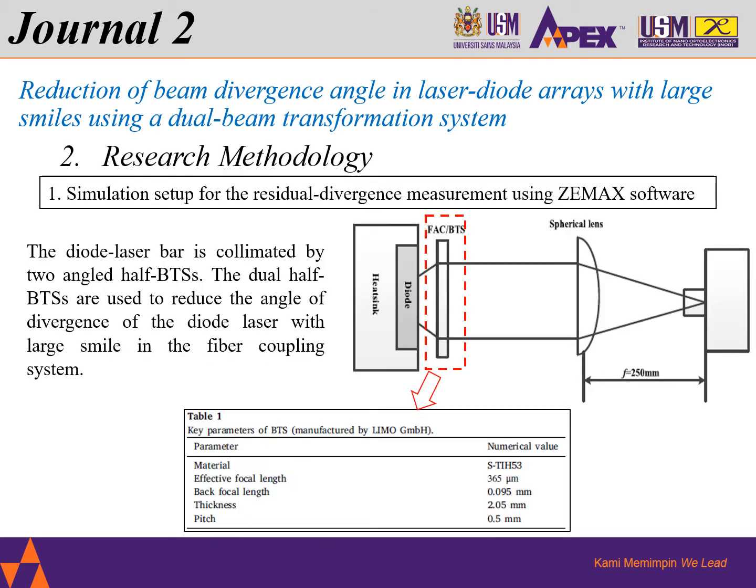So we need to set up a simulation model using GMAX software. Then we will have a full system here with a series of large smile diodes, and we collimate with two angle half BTS over here. The parameters are shown in the table below. Okay, you can look at it. Then we can calculate the angle of divergence of the laser diode.